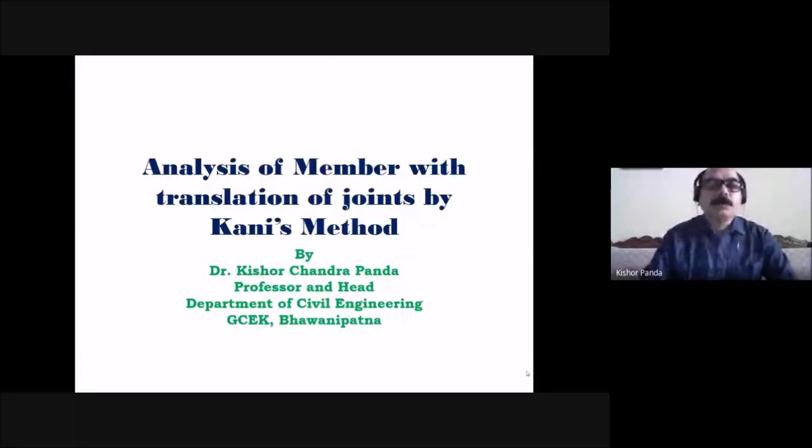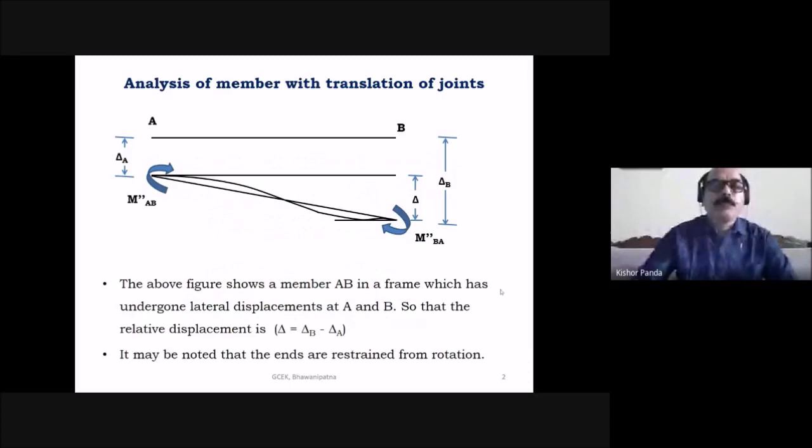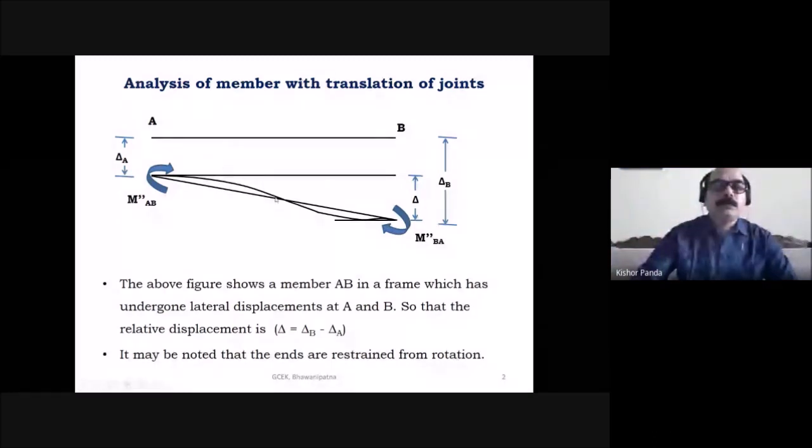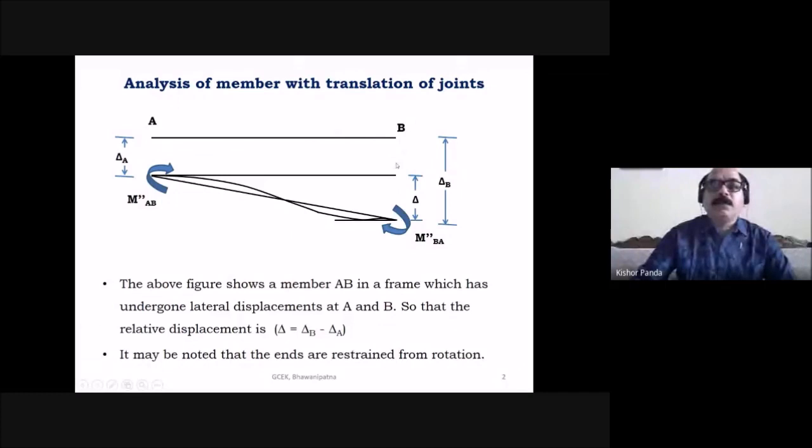Today we'll discuss analysis of members with translation of joints by Kani's method. This is one member AB. Here you see the figure of member AB, and both ends are restrained. And due to this, there is lateral displacement of the ends of the member.